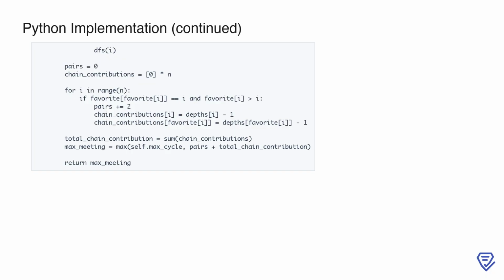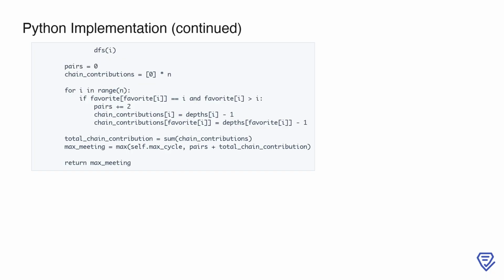Once all employees have been processed, we shift our focus to identifying special pairs and calculating contributions from chains. A pair is formed when two employees favor each other, meaning favorite[favorite[i]] equals i. To avoid double counting, we only consider pairs where i is less than favorite[i]. For each such pair, we add 2 to the pair's count and calculate chain contributions for the employees in the pair. The chain contribution for an employee is the depth of their cycle minus 1, which represents the length of the chain leading up to the cycle.